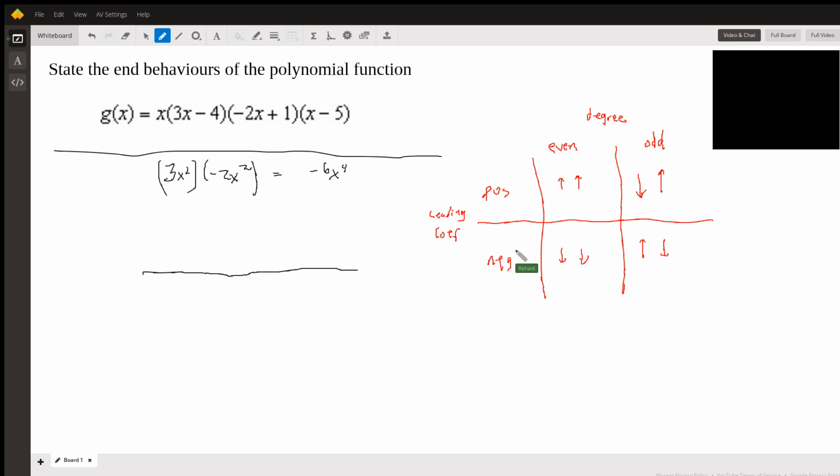Now, the category we're in is down, down, because it's an even degree and negative. So I'm just going to put a down arrow over here, and a down arrow over here. Now I want to fill in the zeros. So there's a 0 when x is 0, it crosses the x-axis. Another one would be 4/3. Another one would be negative 1/2.